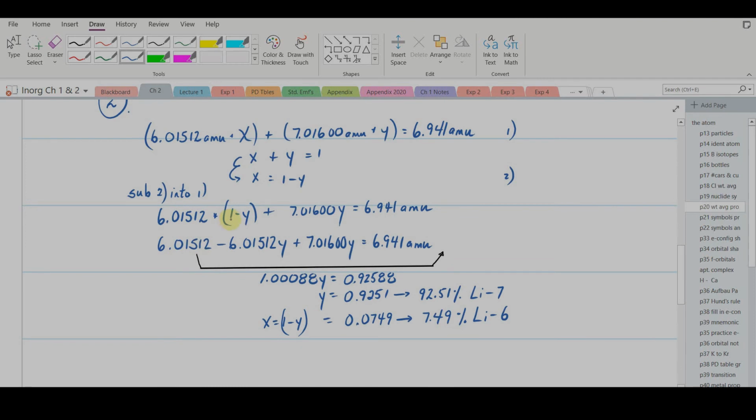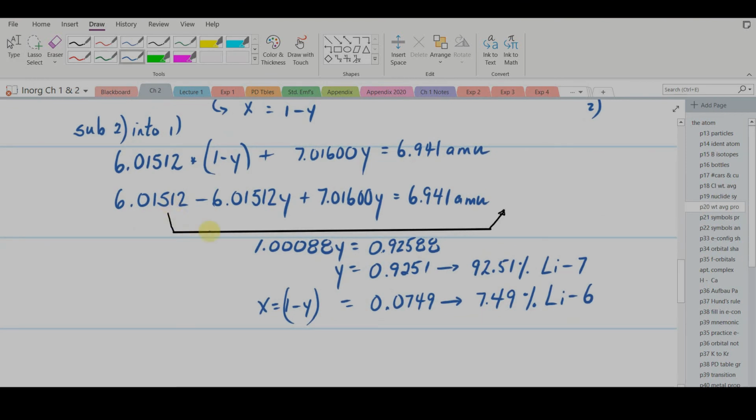We'll have 6.01512 times 1 minus 6.01512 times y plus 7.01600y is equal to 6.941 atomic mass units. We'll collect our terms and subtract 7 minus 6 is 1. 6.9 minus 6.0 is 0.9. Y is equal to 0.9251. That's a fraction. As a percentage it is 92.51%, and that was y, which we represented as lithium 7. And then x was equal to 1 minus y, so 1 minus 0.9251 is 0.0749. That's 7.49% of lithium 6.